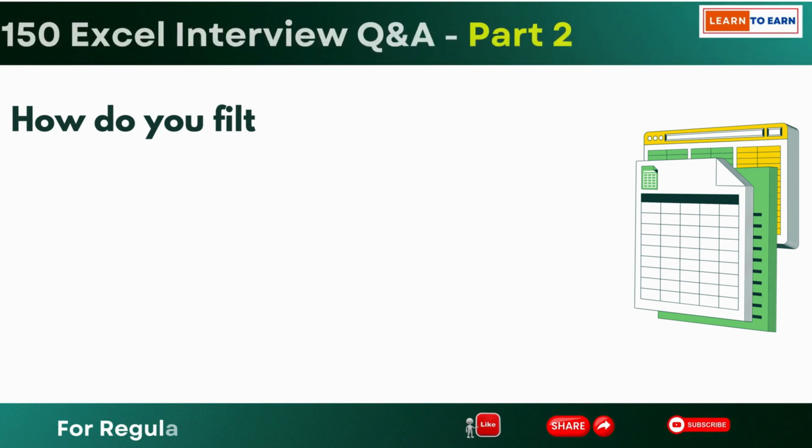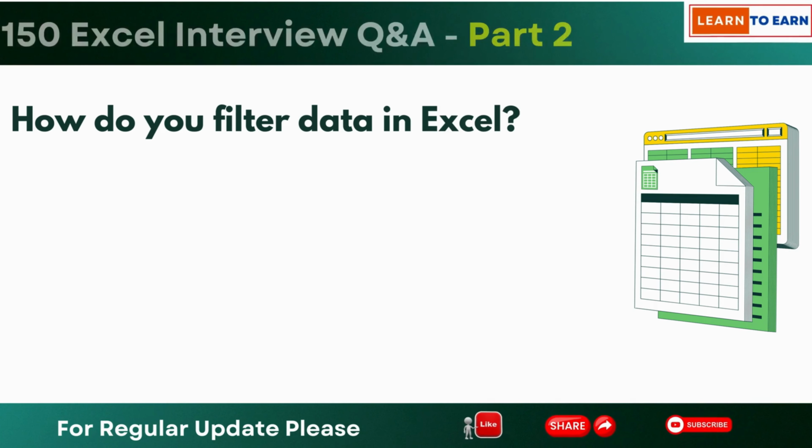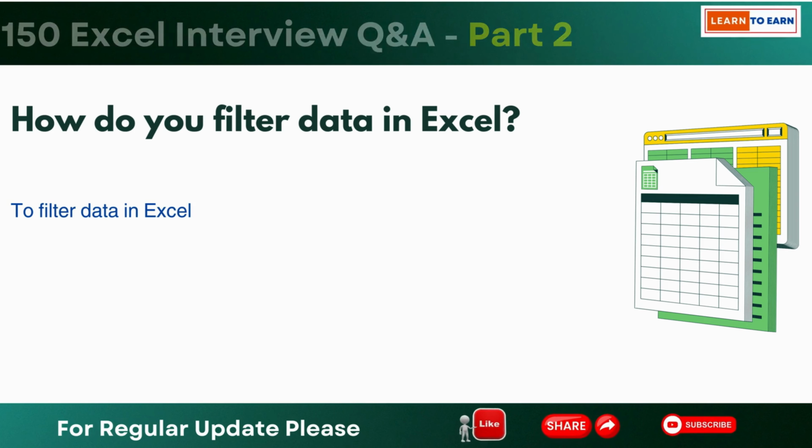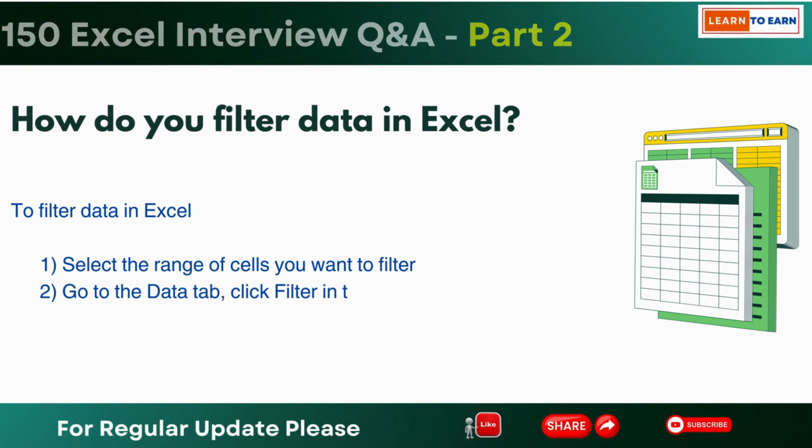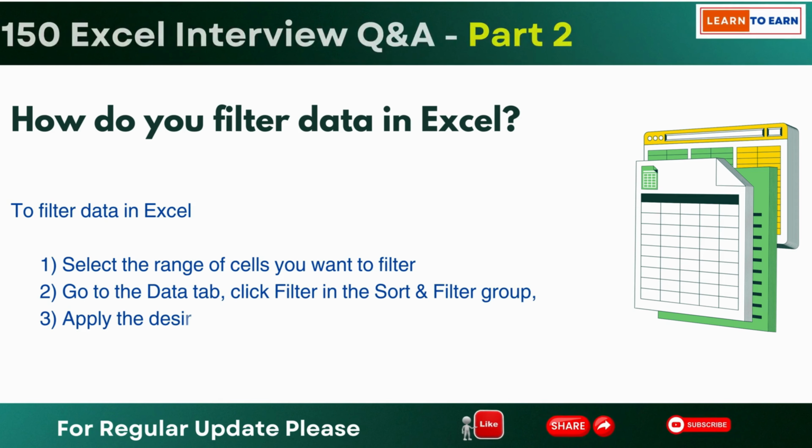How do you filter data in Excel? To filter data in Excel, select the range of cells you want to filter, go to the Data tab, click Filter in the Sort and Filter group and apply the desired filter criteria.